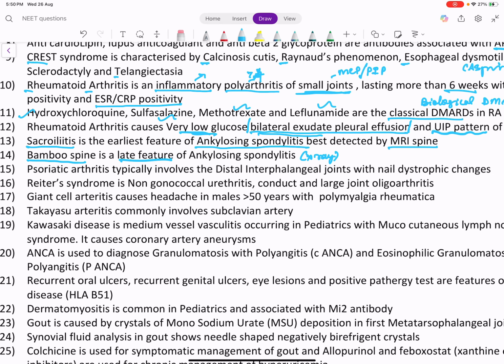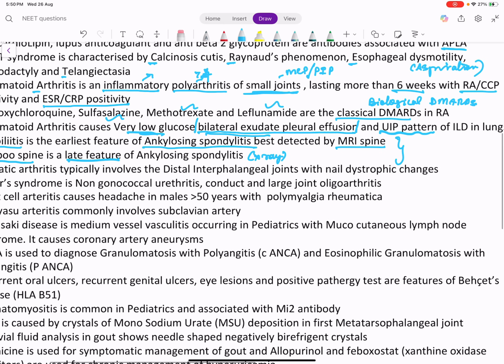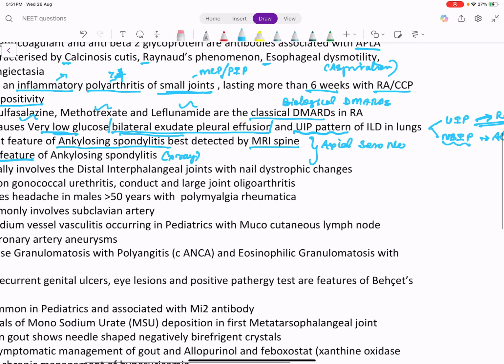Ankylosing spondylitis is an axial seronegative disease. Seronegative means we won't get antibody positivity here. So, axial seronegative spondyloarthritis.